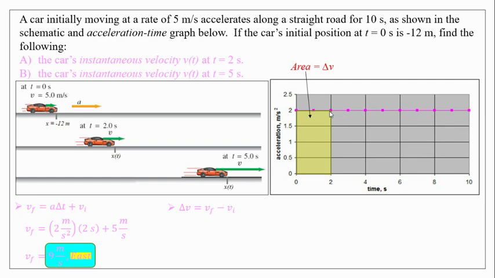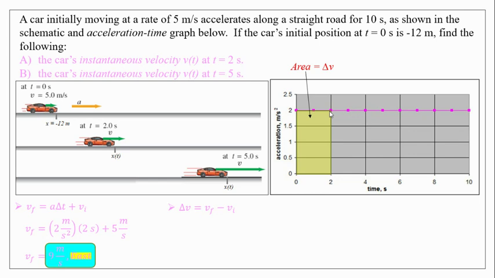But it's important to interpret this information correctly. The area only tells you the change in velocity. It tells you how much the object has sped up by or slowed down by. It doesn't give you the final velocity, nor does it give you the initial velocity from the area. But you can use this information to find VF and VI, which I'm going to show you how to do.